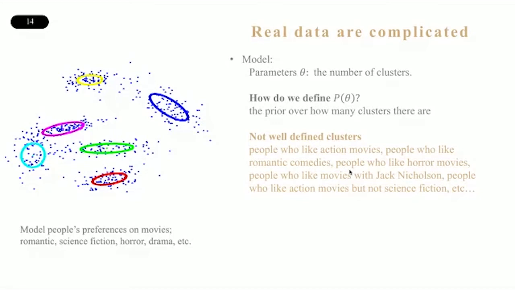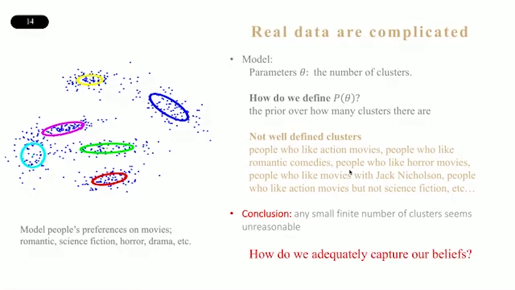So using a parametric model will only capture some of the data and not all of it. So it won't be good enough. In other words, using a finite number of clusters is not quite reasonable. So the question is, how do we adequately capture our prior beliefs about the number of clusters? The answer is by using nonparametric Bayesian models. Let's see what a nonparametric Bayesian model is.